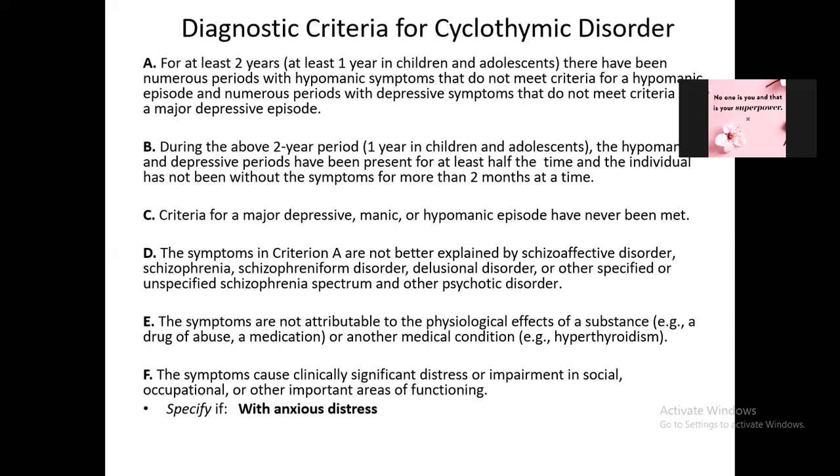All right. About those two particular episodes, right? During the above two periods, if the hypomanic and depressive symptoms have been present for at least half of the time, and the patient has not been without the symptoms for 2 or more months, you have to consider that. The full-fledged criteria for any of the three episodes, the depressive episode, manic episode, or hypomanic episode, have never been met in the last 2 years. But the symptoms are present from time to time, being absent for less than 3 months, right? So in that particular case, you would be suggesting cyclothymic disorder.